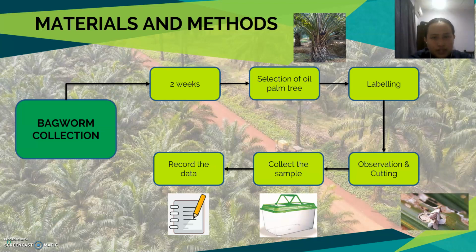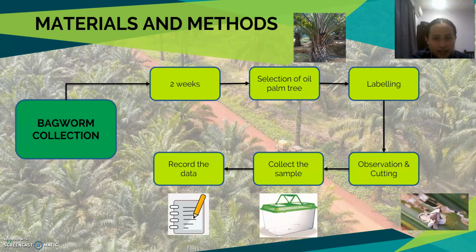Selection of oil palm tree. Sampling will be performed on 2 randomly identified oil palm trees from each block, where it will be marked with safety barricade tape. Labeling. The safety barricade tape used will be labeled with the date of sampling, plot, and oil palm tree number. Observation and cutting. The freshly damaged fronds are observed before cutting them using a frond cutter. Collect the sample. The leaflets will be collected together with the bagworm larvae and pupae before placing them inside the plastic aquarium tank and bringing them back to the laboratory.